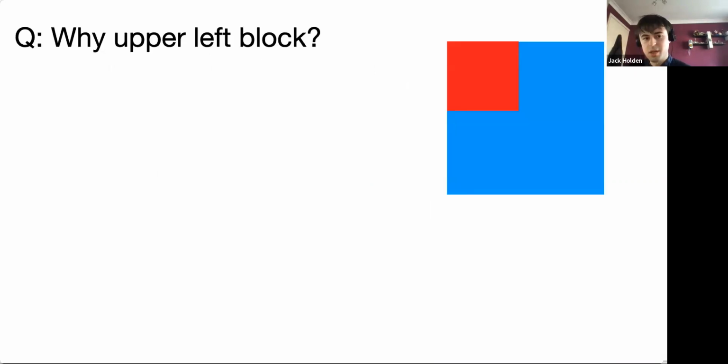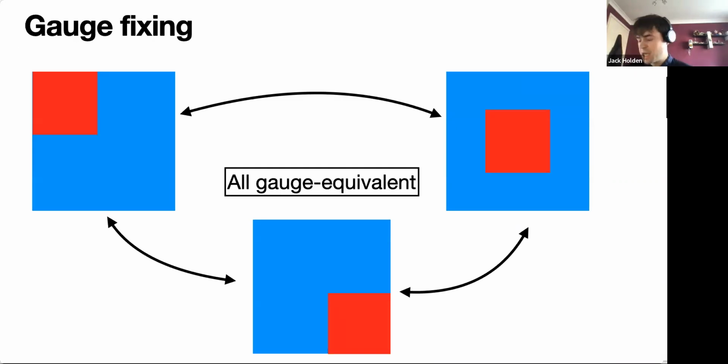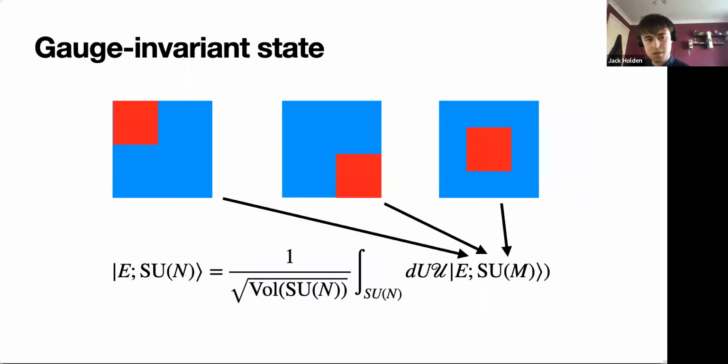So another question is, why is the block in the upper left? The answer is simply that we gauge fix to make this so. And so all of these are gauge equivalent. We can also have something with much more mixing, where the deconfined and confined blocks mix. Any gauge transformation is possible, and they will all be gauge equivalent. So to construct, for example, a gauge invariant eigenstate under the SU(N), we take all of these different gauge configurations, which are related by an SU(N) transformation, and project them onto an SU(N) invariant state by integrating over them.